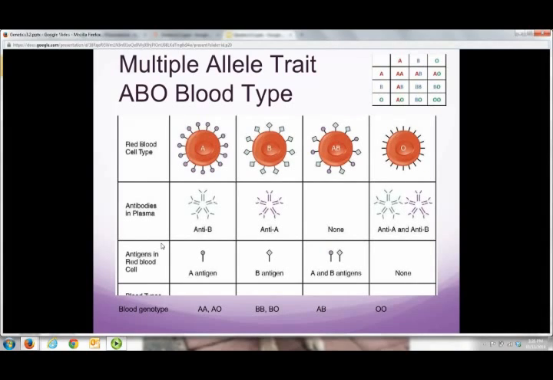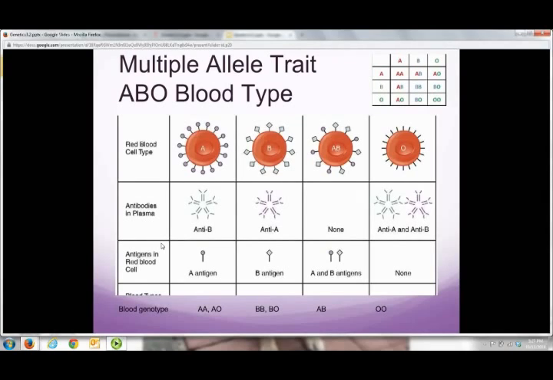The person will have antibodies in their plasma that are going to attack the marker that they don't have. So if a person has type A blood, they're going to have anti-B antibodies. The person who has type B blood will have anti-A antibodies. The person who has type AB blood will not make any, and the person who has type O blood will have both types of antibodies.